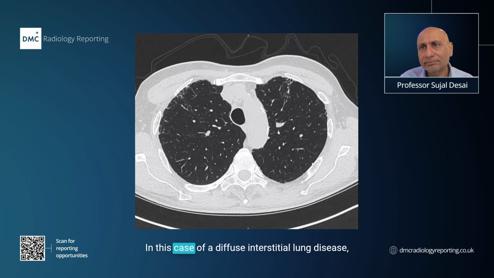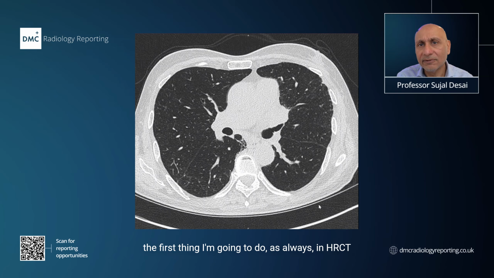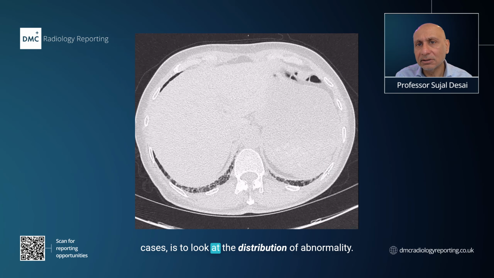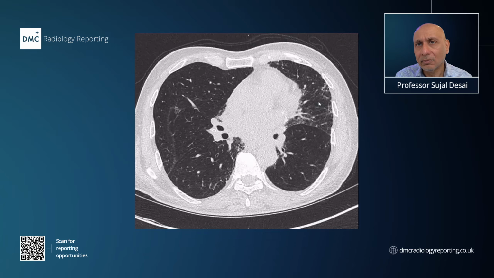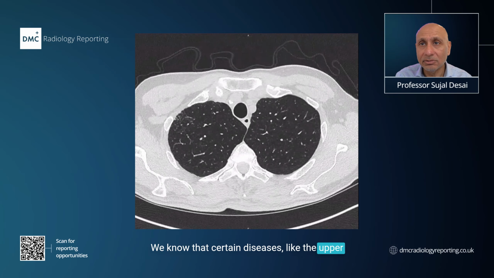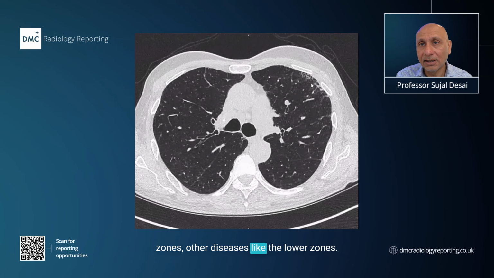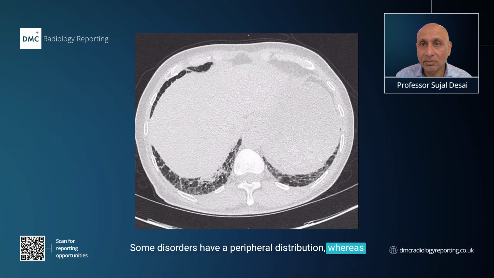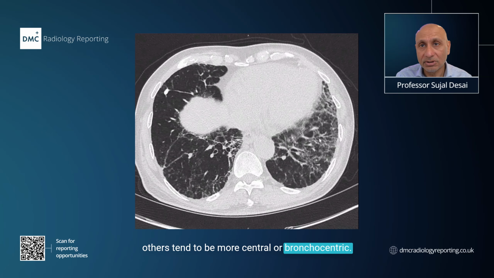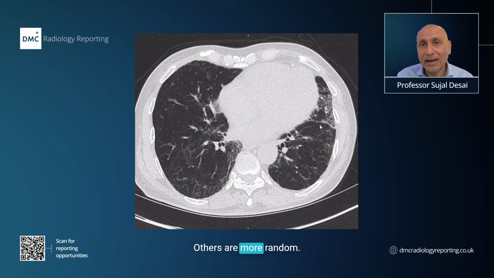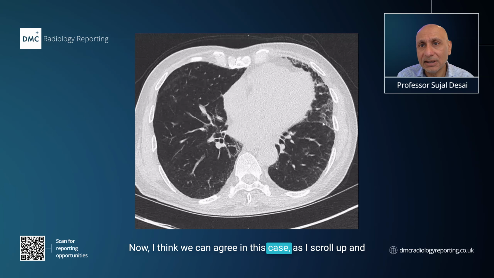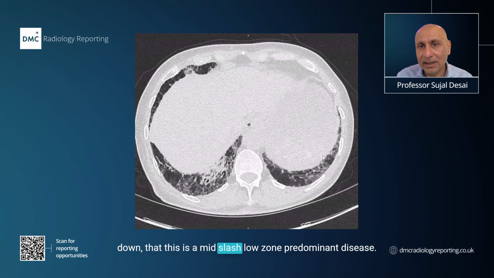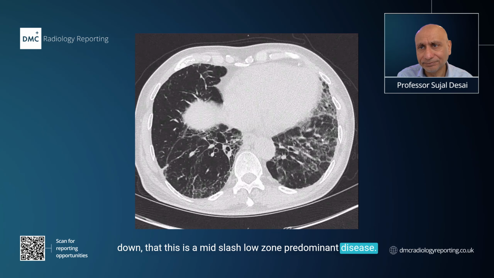In this case of a diffuse interstitial lung disease, the first thing I'm going to do, as always in HRCT cases, is to look at the distribution of abnormality. We know that certain diseases like the upper zones, other diseases like the lower zones, some disorders have a peripheral distribution, whereas others tend to be more central or bronchocentric. Others are more random. Now, I think we can agree in this case, as I scroll up and down, that this is a mid/lower zone predominant disease.